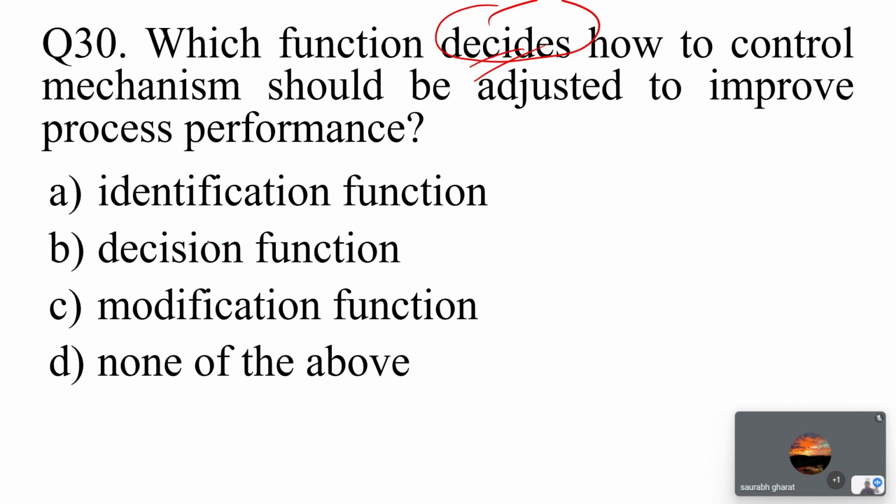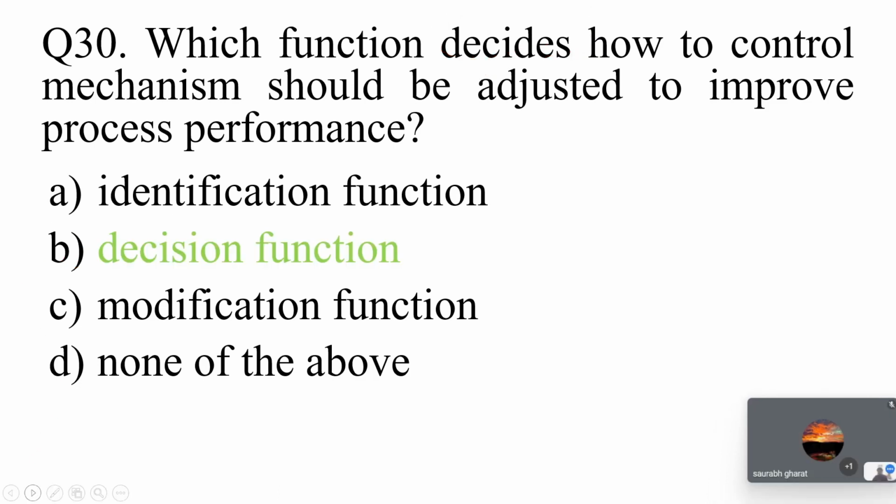So the identification function is not used for this. To make the decision, the decision function is actually used. Modification is to change the parameter. So the decision function is the correct option. Decision function is the correct answer.